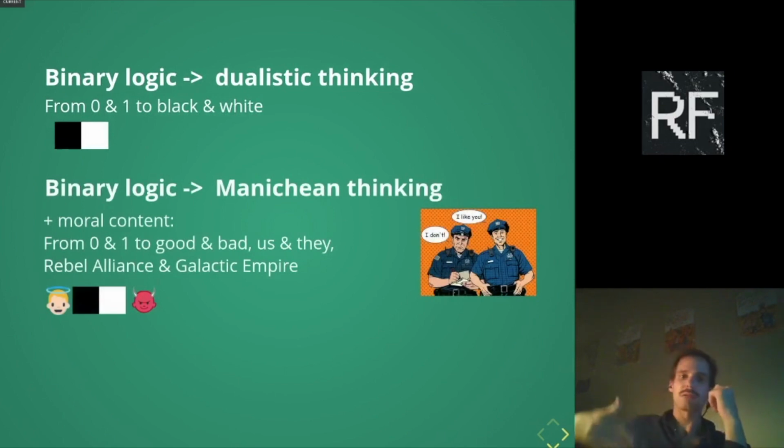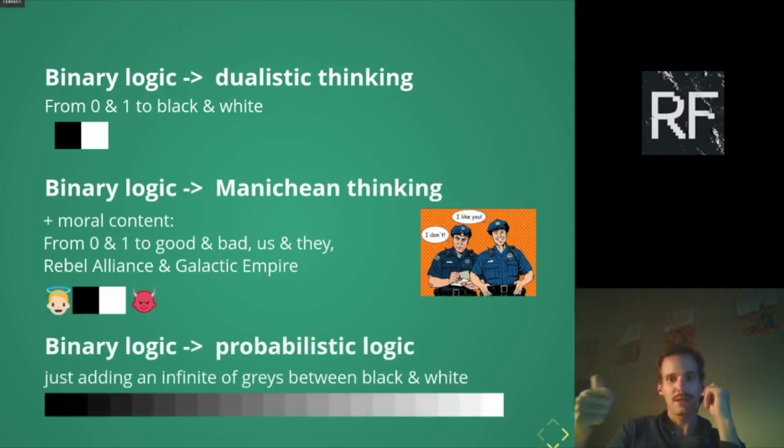Then come back to the binary logic, 0 and 1. That's the way a computer thinks. It's quite easy for a human being to take this thinking for himself. That's called dualistic thinking. A moral content can be added to this dualistic thinking, which becomes Manichaean thinking. So we are speaking about good and bad, us and them, good cop, bad cop, etc.